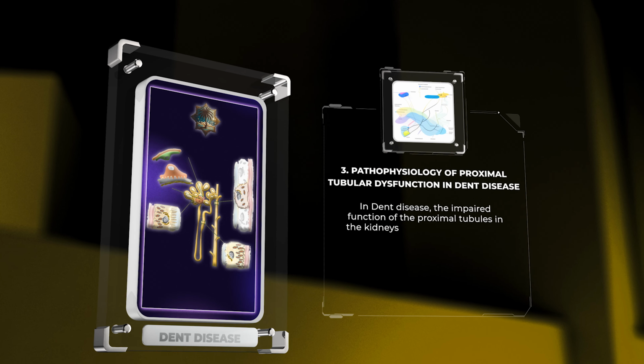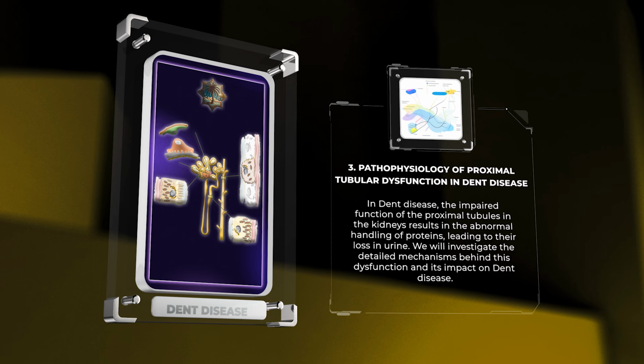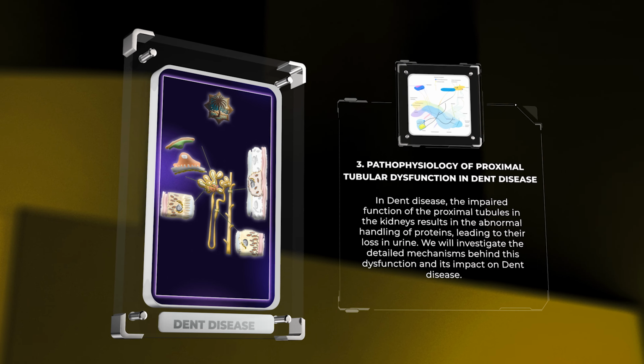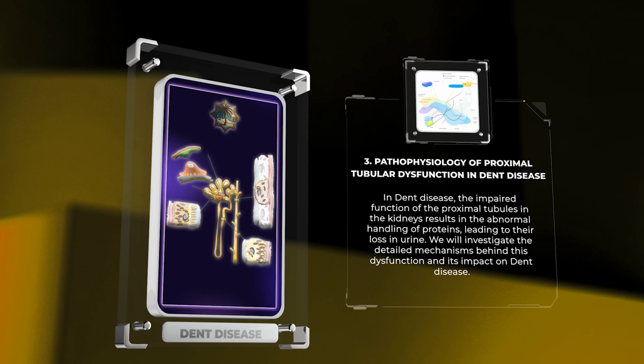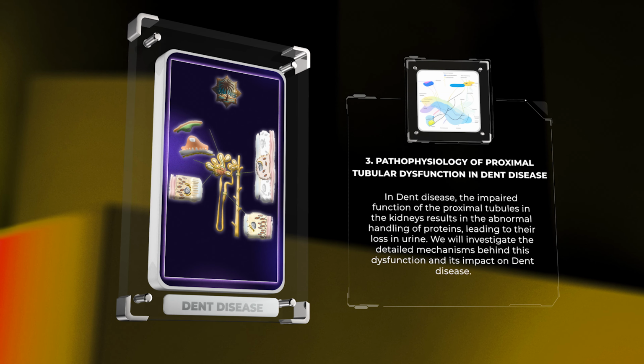In Dent disease, the impaired function of the proximal tubules in the kidneys results in the abnormal handling of proteins, leading to their loss in urine. We will investigate the detailed mechanisms behind this dysfunction and its impact on Dent disease.